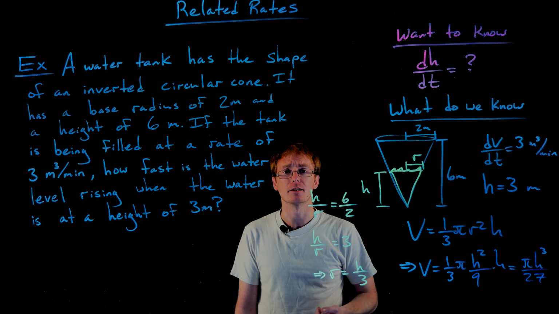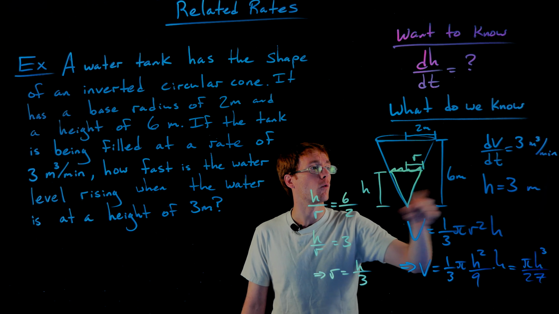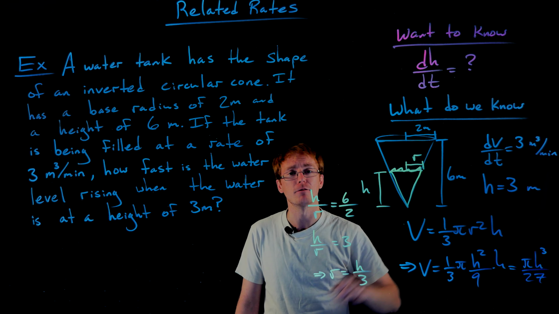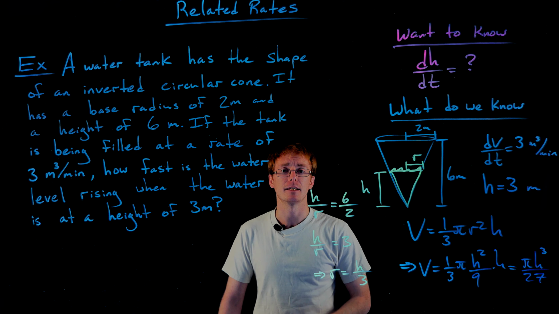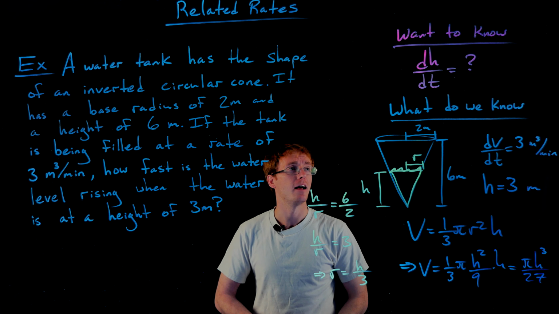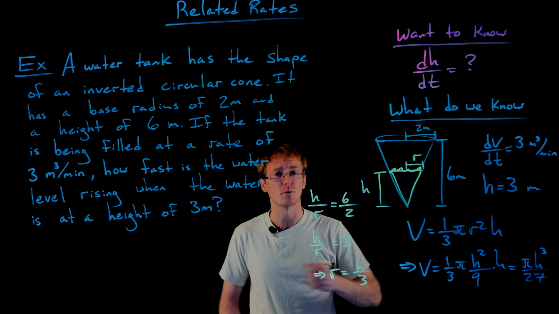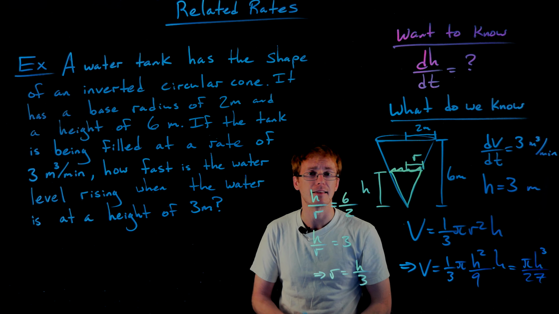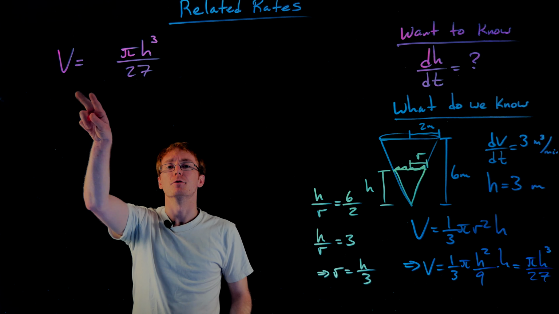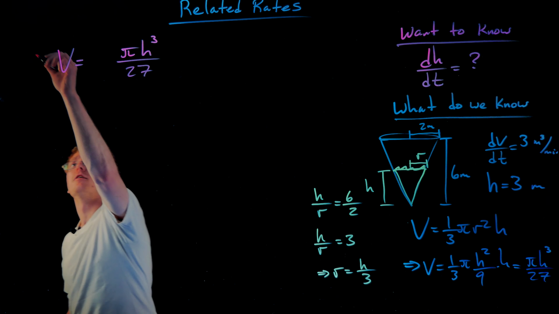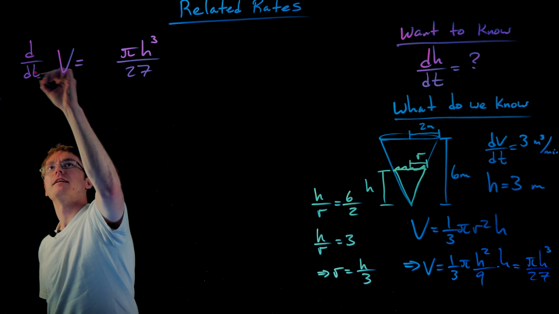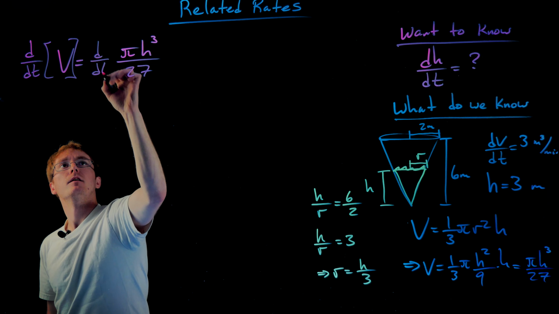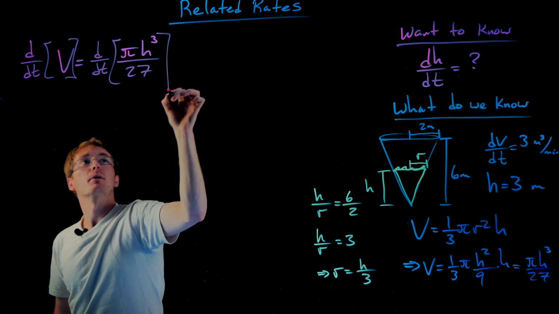Those are the two quantities we either want to know about or already do know about. So now we're ready to take this relationship between the volume and the height, differentiate it implicitly with respect to time, and use that relationship between the rates to find dH/dt. So let's make some space and get that done. All right, so now we're ready to differentiate our equation. We're going to differentiate implicitly with respect to time on both sides of our equation.